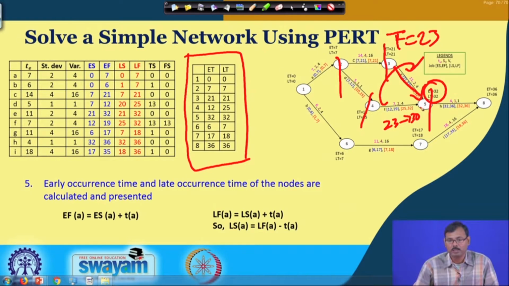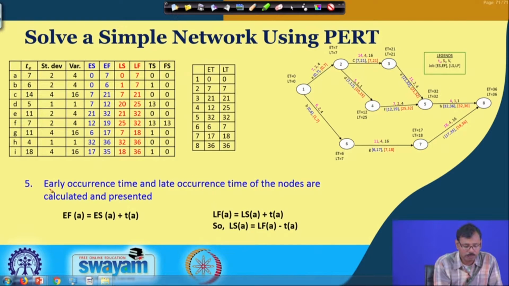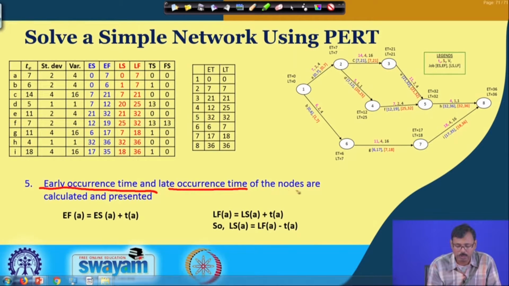So, this is the event oriented objective that can be carried out by the management to check whether the resources have to be diverted or not. So, our fifth objective, determination of early occurrence time and late occurrence time of the nodes, is calculated and presented here.